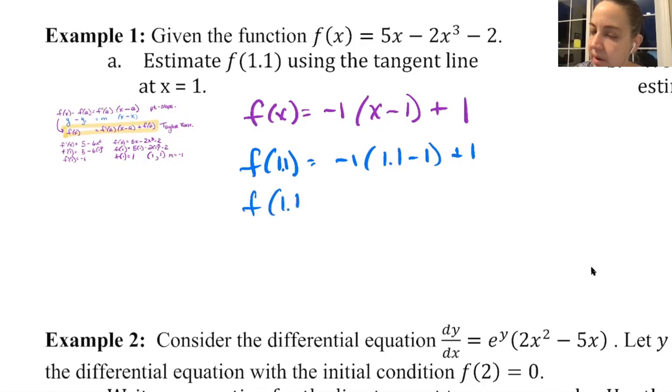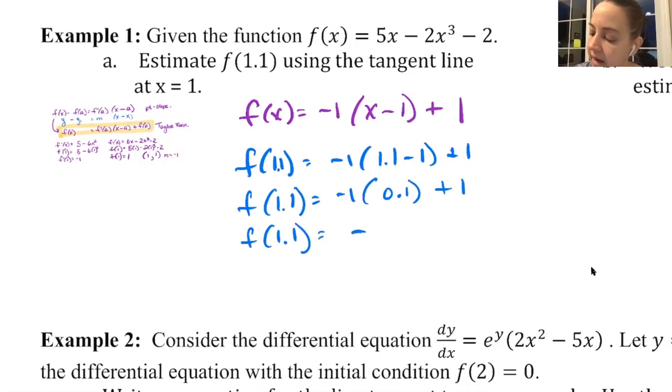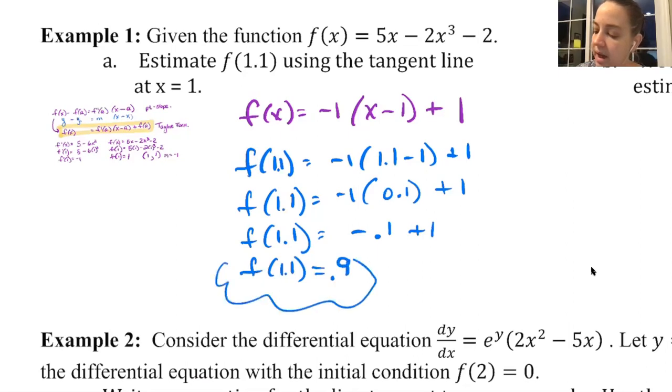Now, if you notice, I didn't pick up my calculator once for this. You should be able to do this without your calculator. Negative 0.1 plus 1 gives us 0.9 rather. There we go. So there is my approximation for 1.1.